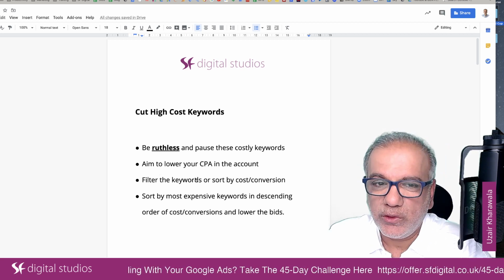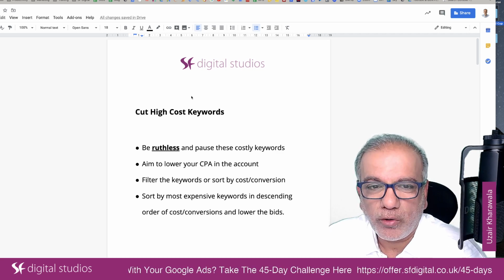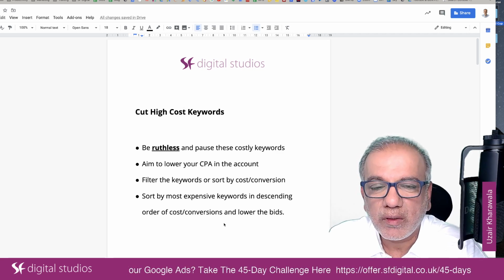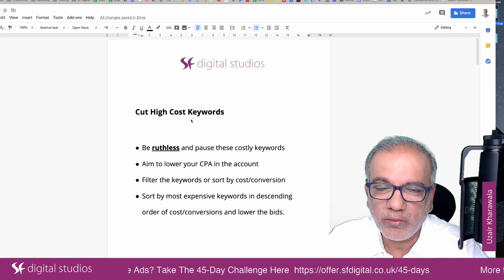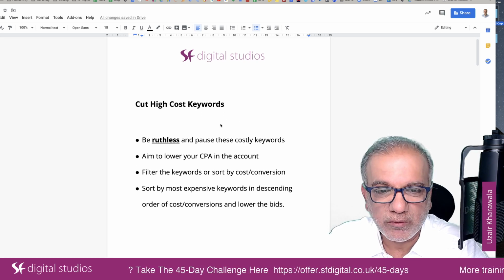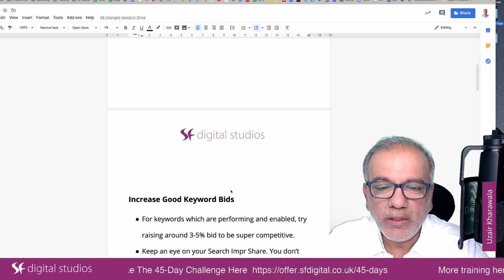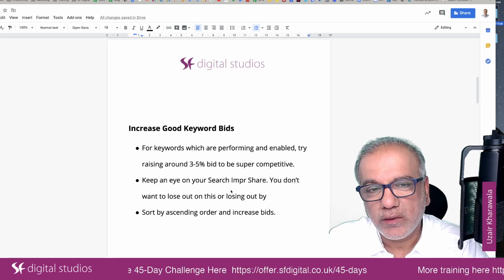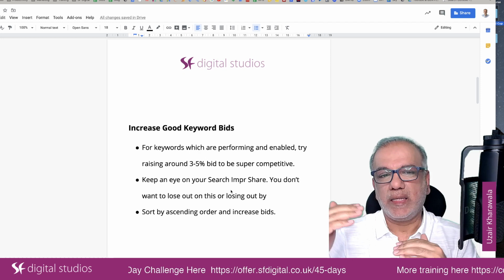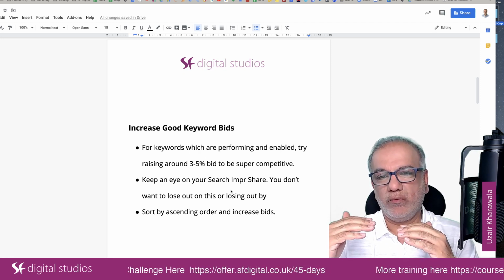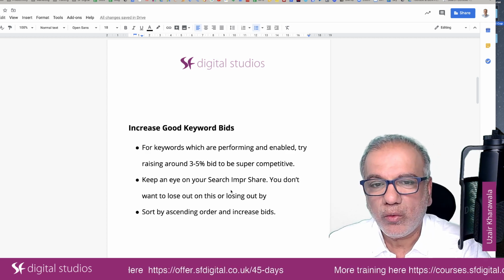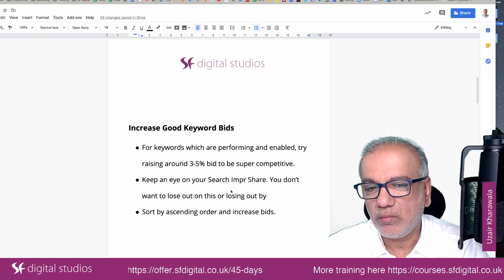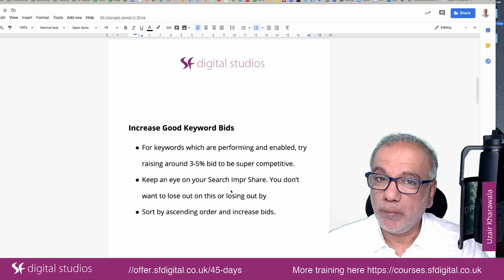So that's the first thing you do, is to chop off all your high cost keywords and expensive keywords. Then what you want to do is we're trying to do a balancing act. So on one hand you are decreasing, on the other hand we're going to be increasing on all those keywords which are performing and performing well.